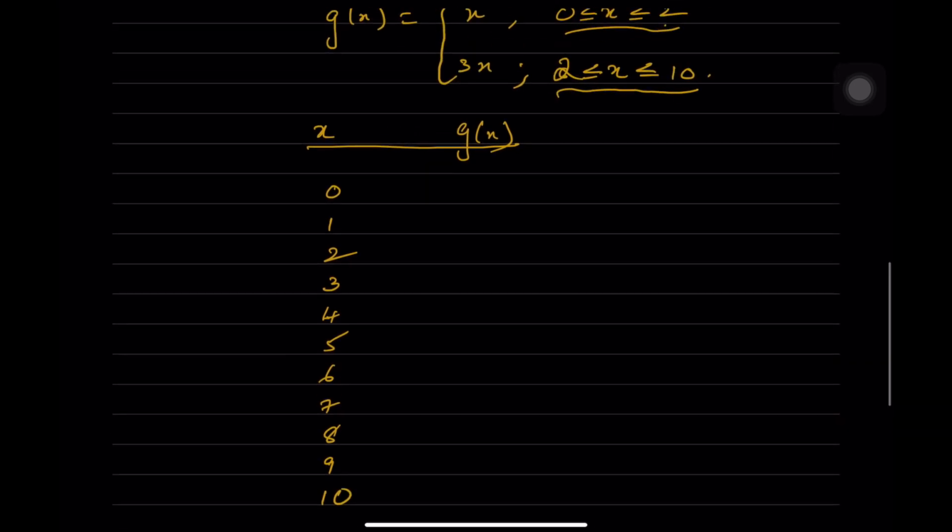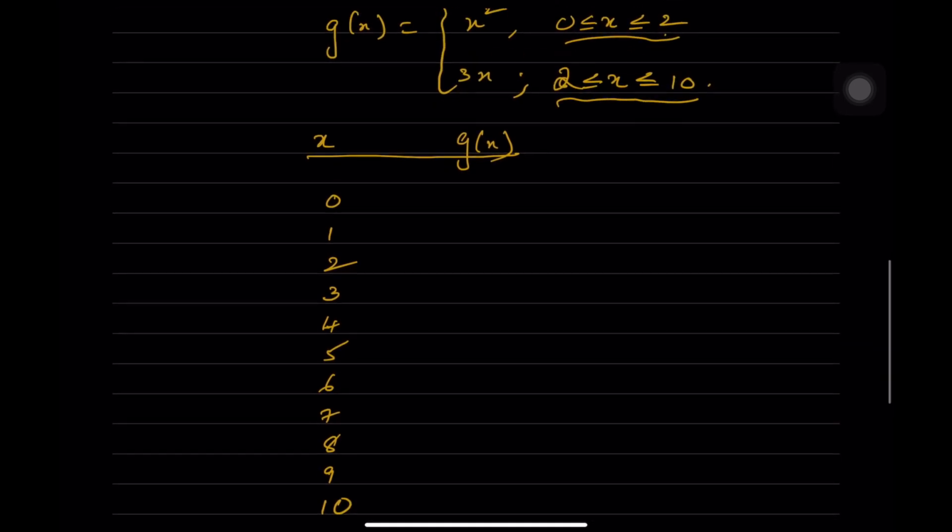Now when x is equal to 0, what is g of x here? It is 0 square, which means 0. Then if it is 1, 1 square is 1. Then 2 square is 4. Till here it is taking x square. Then again when x is equal to 2, from 2 to 10, it is taking 3x.